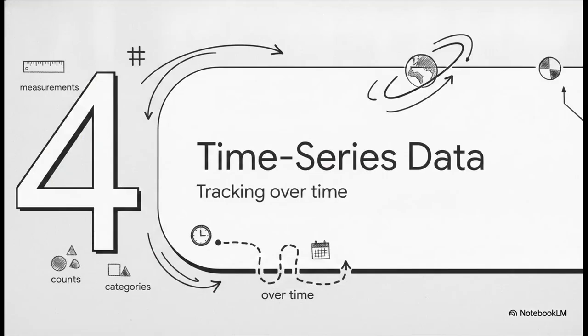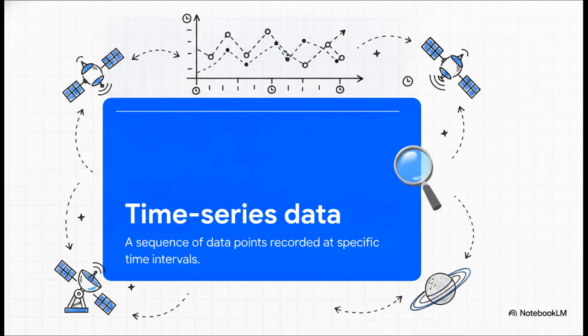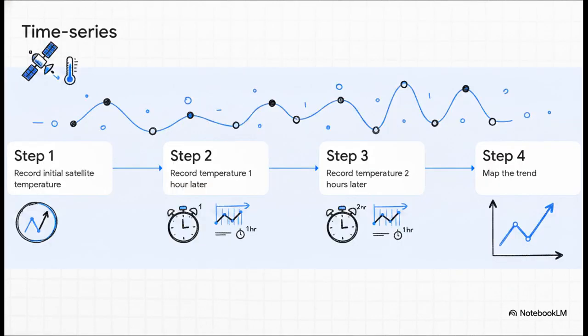Section 4. Time series data. Let's ground ourselves with a really clear definition here. Time series data is a sequence of data points collected or recorded at specific successive time intervals. This is where data truly comes alive. It's not just a single snapshot anymore, it's a moving picture. By recording the exact same metric over and over as the clock ticks forward, we can start to see patterns, behaviors, and rhythms in our satellite fleet that would be completely invisible if we only had a single isolated data point. Let's see exactly how this works in practice.